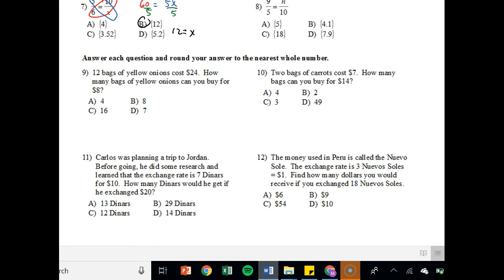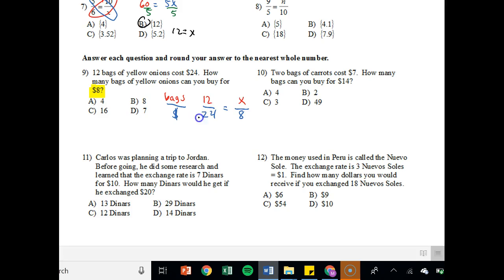All right, on the bottom problems, what you want to make sure you do is write down what you compare. And it says round your answer to the nearest whole number. So it says 12 bags of yellow onions costs $24. So we're comparing bags and we're comparing money, right? So we have a ratio already. We have 12 bags over $24. And then it says, how many bags of yellow onions can you buy for $8? And that is money. So they gave us money. So where does money go? It goes on the bottom. So equals something over 8. And we got to solve for that, right?